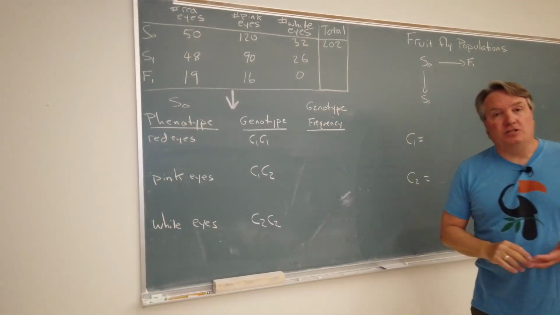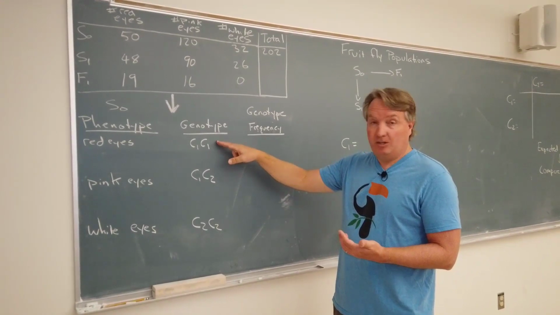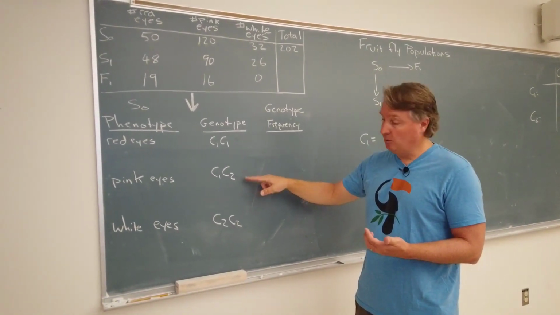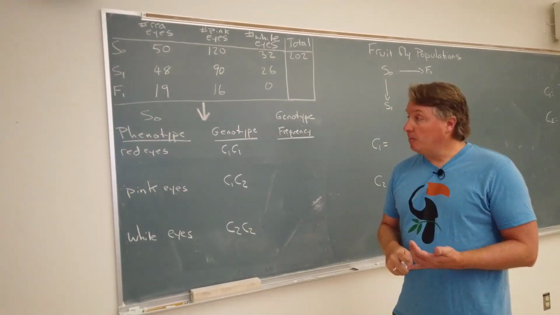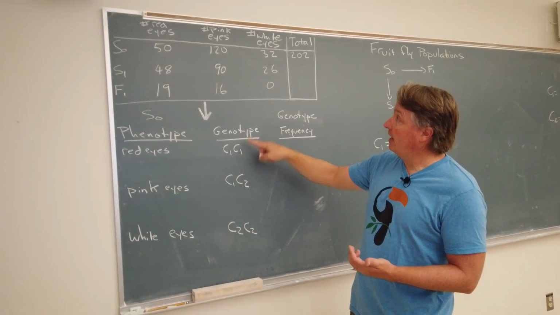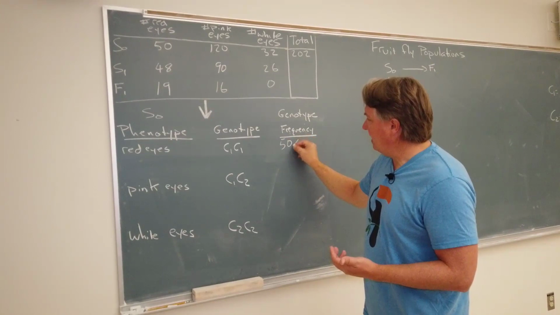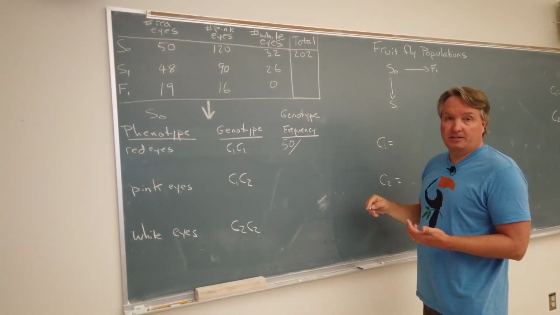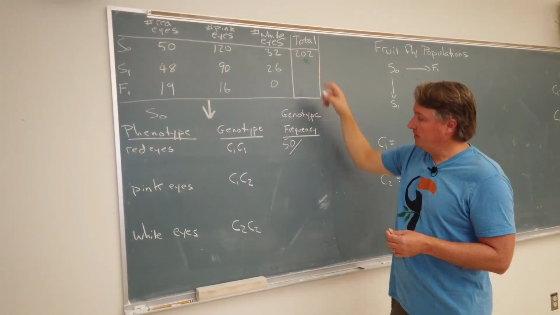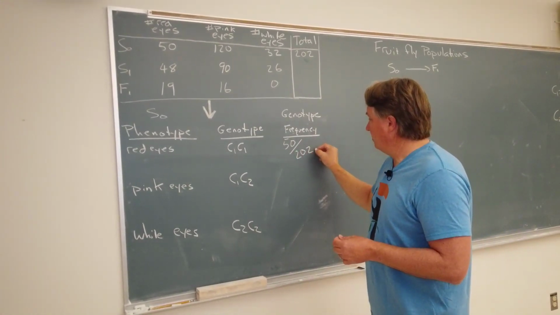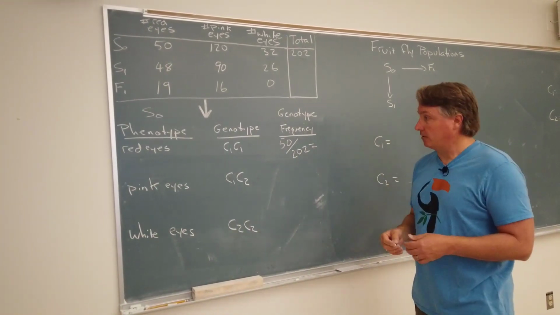I want to convert that to a genotype frequency, or what proportion of the flies are the C1C1 genotype, what proportion are C1C2, what proportion are C2C2. So to do that, for the red eyes, we saw we had 50 individuals. I'm just going to write this here. And then we're going to divide that by the total number of flies for that population. And that's where the 202 comes into place here. So we had 202 individuals. Divide 50 by 202. That'll give us the genotype frequency for this particular group of flies.